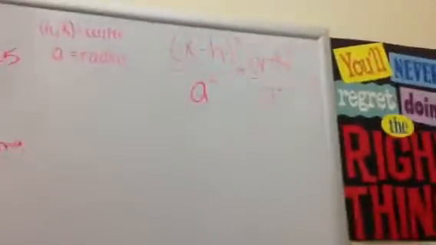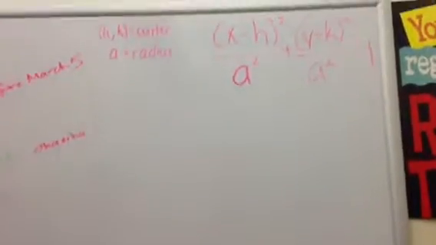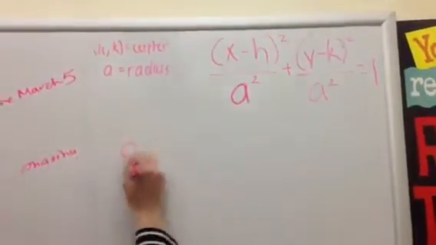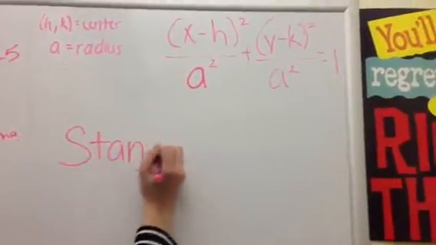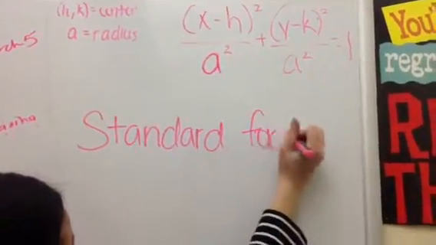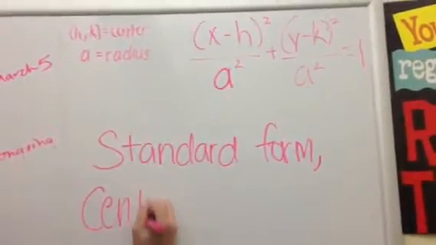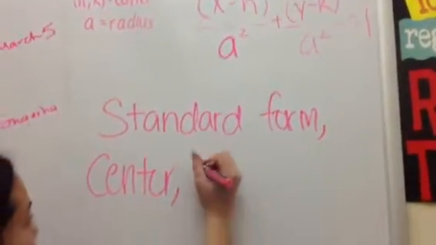This is what we're going to show you today: how to find the standard equation for a circle and its center and radius. So Jeeyun has helpfully written down the standard form of the equation, quantity x minus h squared over a squared plus quantity y minus k squared over a squared equals 1. H comma k is the center and a is the radius.